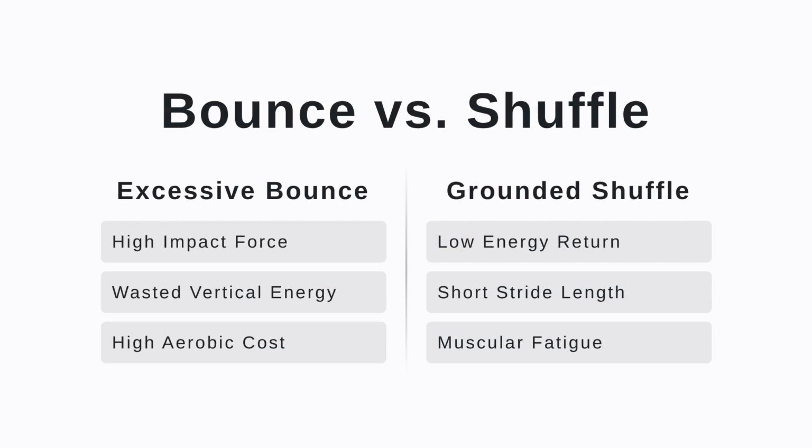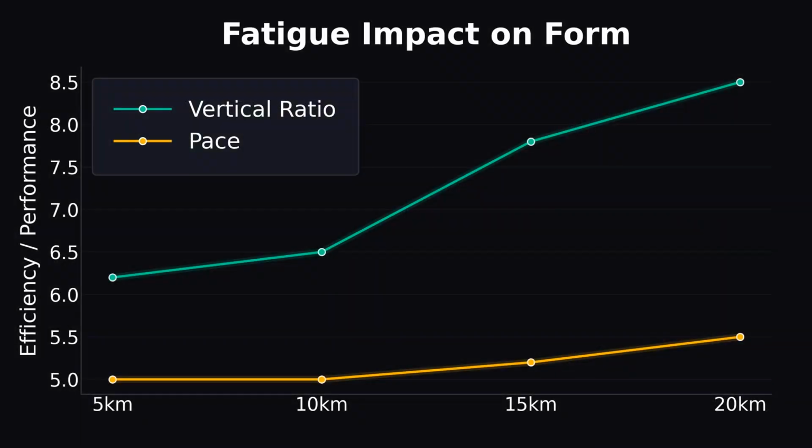Conversely, trying to eliminate all bounce leads to the grounded shuffle. Without vertical displacement, you lose the benefits of the stretch shortening cycle in your Achilles tendon, free elastic energy. Fatigue often destroys this balance. As core stability fails late in a long run, many runners actually increase their vertical oscillation because they lose the ability to drive forward efficiently.